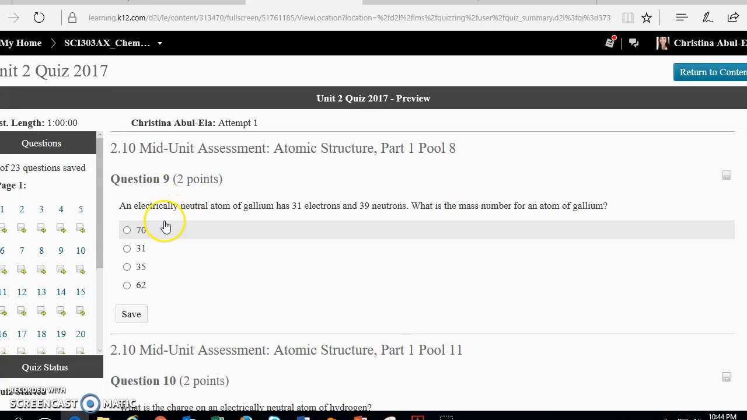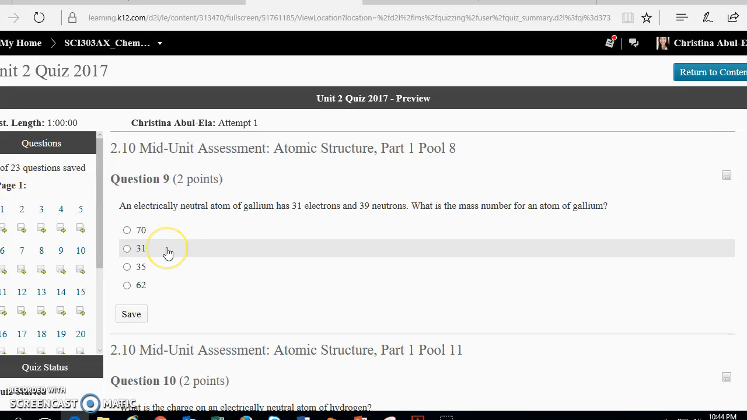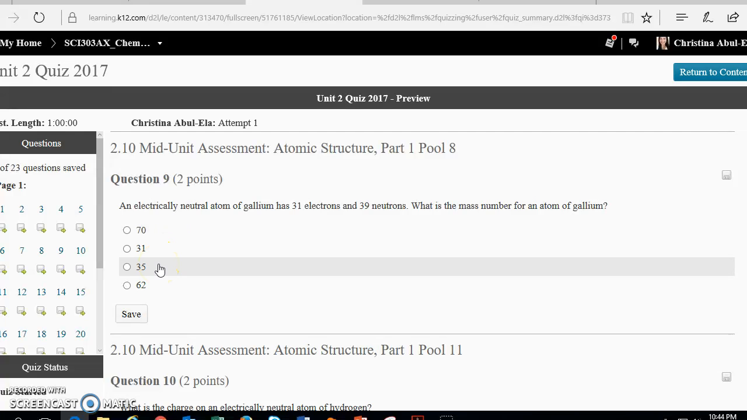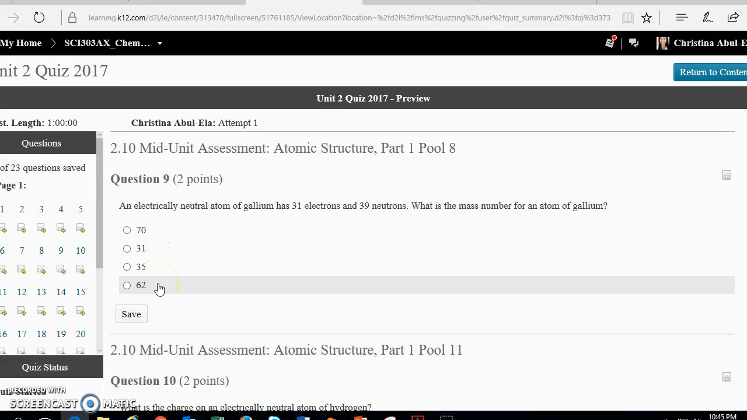Question 9. An electrically neutral atom of gallium has 31 electrons, 39 neutrons. What is the mass number for an atom of gallium? Is it 70, 31, 35, or 62?